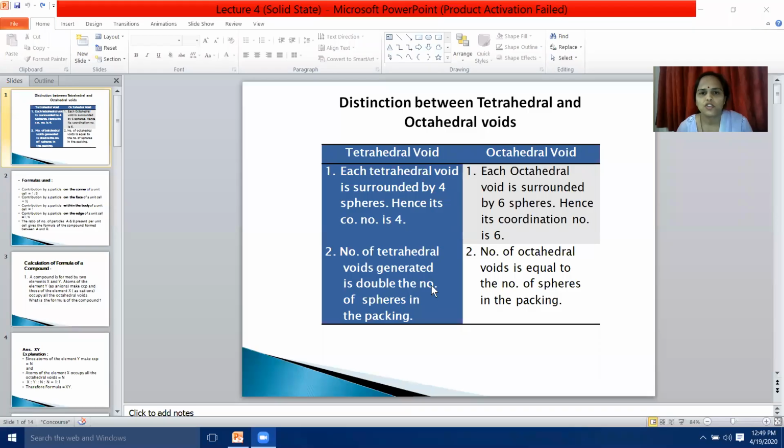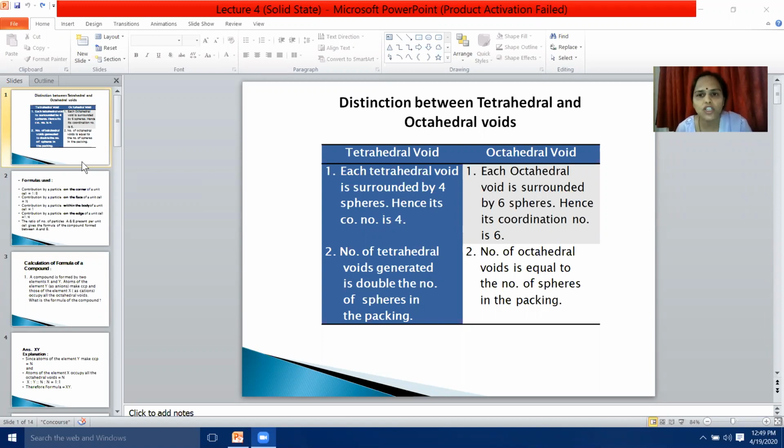So in continuation with the last video, let us see the distinction between the tetrahedral and the octahedral voids. You can see on the screen, the distinction between tetrahedral and octahedral voids. Tetrahedral voids, as I showed you in the last video, each tetrahedral void is surrounded by 4 spheres. That's why the coordination number is equal to 4 in case of tetrahedral voids.